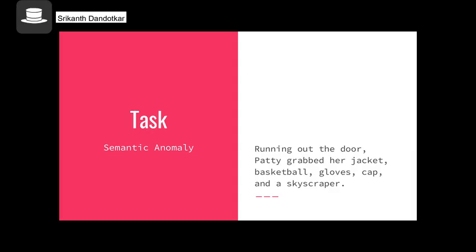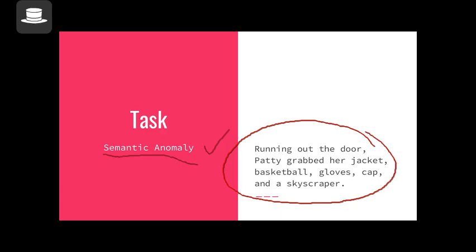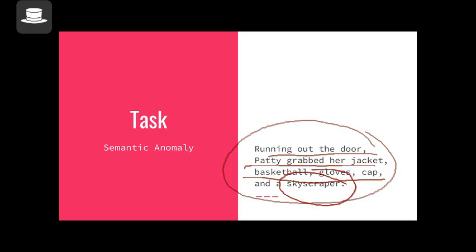Well, I want you to read this sentence out loud. Okay, running out the door, Patty grabbed her jacket, basketball, gloves, cap, and a skyscraper. Well, you're right. This is a meaningless sentence, right? A sentence like this is typically referred to as a semantically anomalous sentence. The content of the sentence doesn't make sense. Structurally, syntactically, it's an accurate sentence, but meaning-wise, it doesn't make sense. It's more like the colorless green ideas sleep furiously from the language topic we discussed.